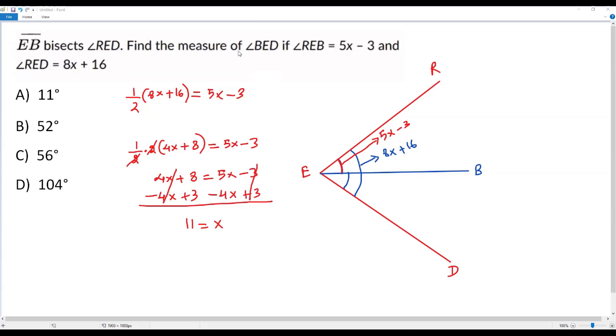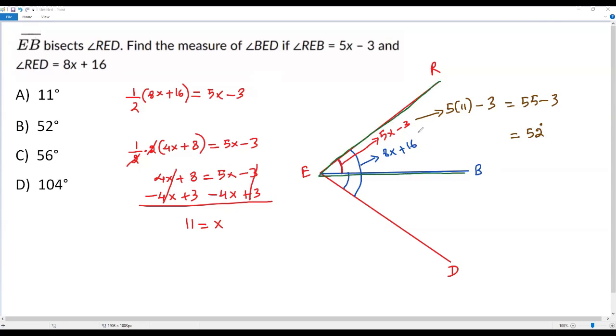Now I can plug in the value of x, 11, into the expression 5x - 3, which represents the angle measure REB. When I plug in 11 for x, I get 5 times 11 minus 3, which is 55 minus 3, that is equal to 52. We got the measure of angle REB, which is 52 degrees.